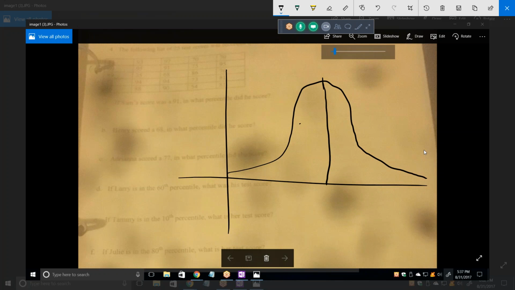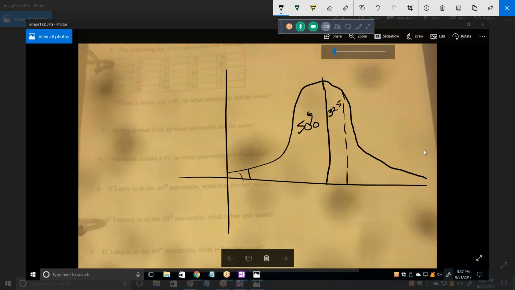I know that 50% of the curve is there. Here's one standard deviation away. That's got to be, what's half of 65? 37 and a half? No, 32 and a half. So that part of the curve is 32.5%, right?